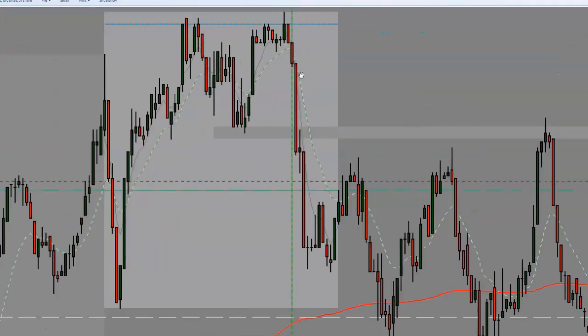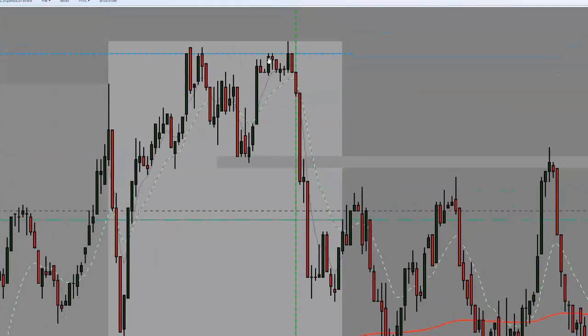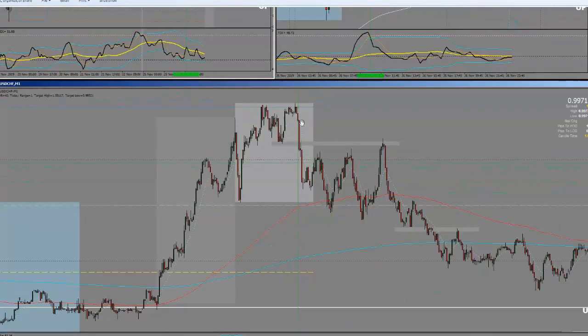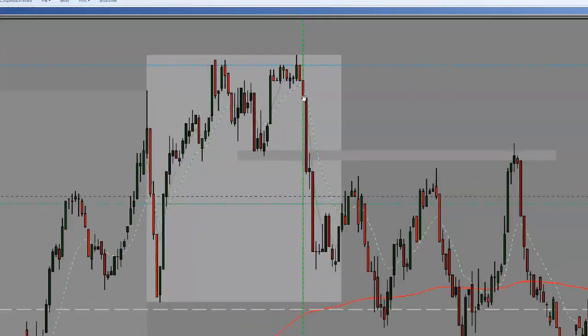Not much loitering, but definitely some loitering. Let's count it. 1, 2, 3, 4, 5, 6, 7, 8. 8 or 9 minutes sitting here at high of the day, allowing the trade systems to turn long. And then your entry would have been the close of this candle right here on the M1.